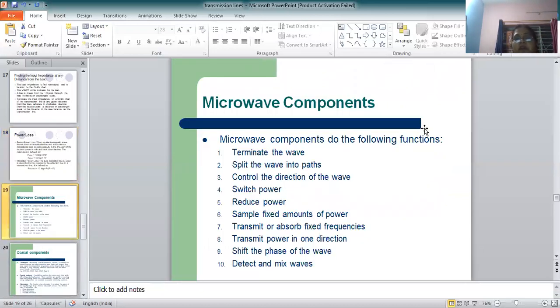These are the microwave components which are used for the application of the transmission line. They can terminate the wave, split the wave, control the direction of the wave, switch power, reduce power, sample, transmit or absorb fixed frequencies. They can transmit power in one direction. They can shift the phase of the wave, detect and mix values.